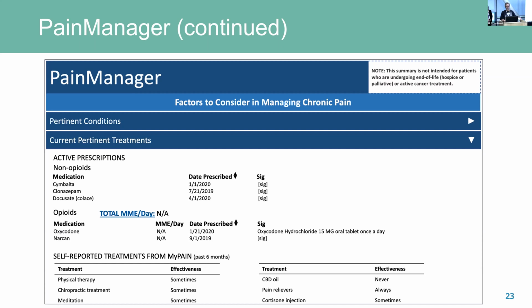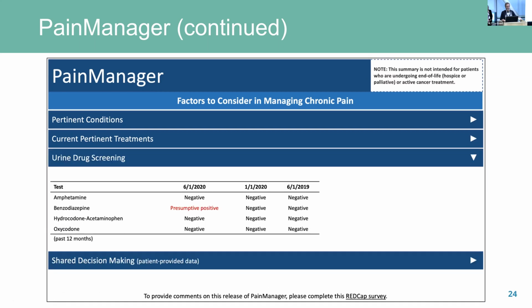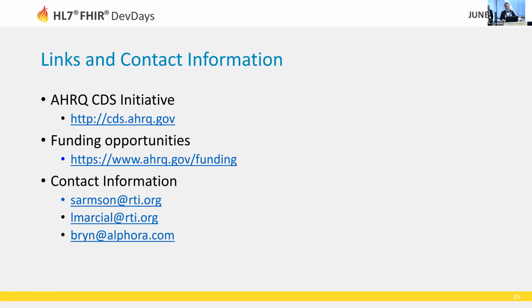Current pertinent treatments, and it's basically providing cognitive support for the recommendations in the CDC opioid prescribing guideline. So, don't co-prescribe benzodiazepine, look at urine drug screening, all the different factors there. So that's a quick walkthrough of the CDS for CPM.